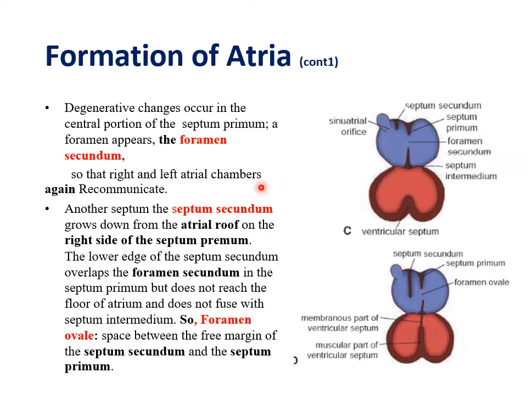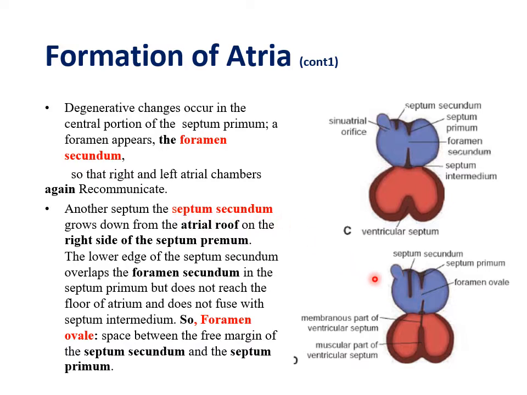Now there is a recommunication between the right and left atrium. Another septum, we are calling it the septum secundum. This is the septum, on the right side of the septum primum. It grows down from the roof. This is the septum secundum. This is the septum primum, and this is the foramen ovale, which we will come back to later and talk about.